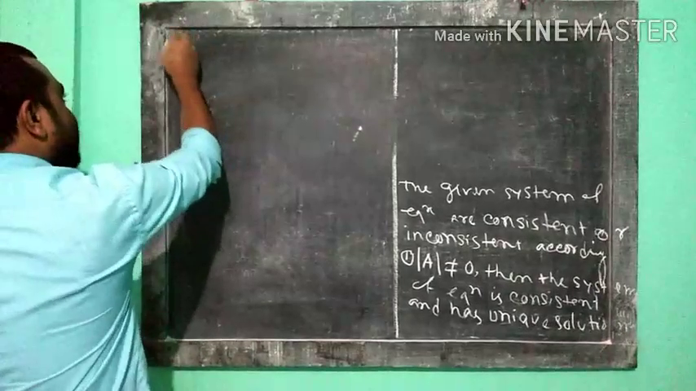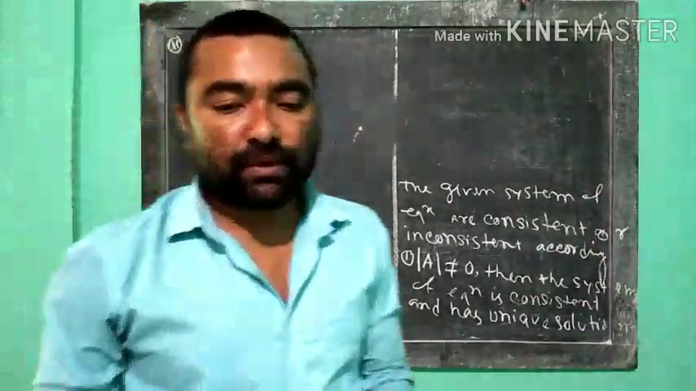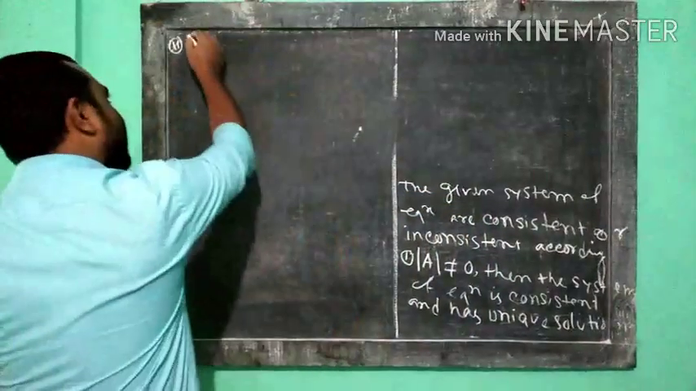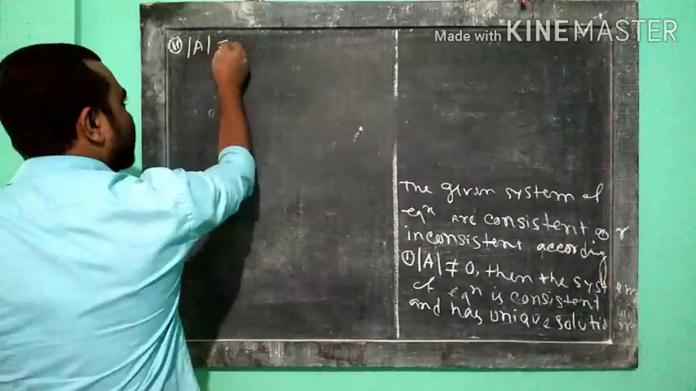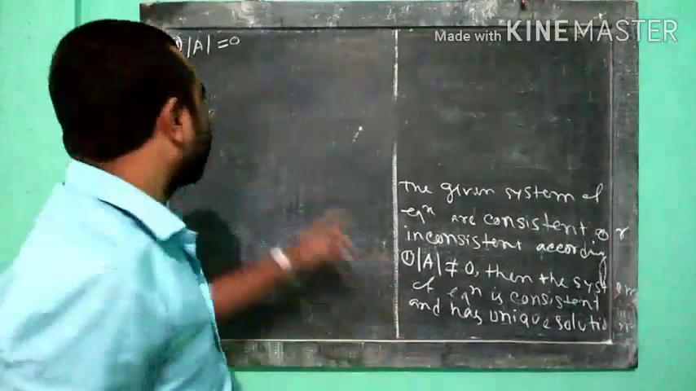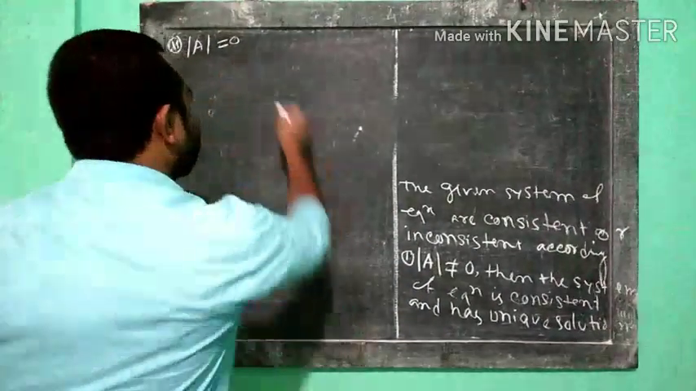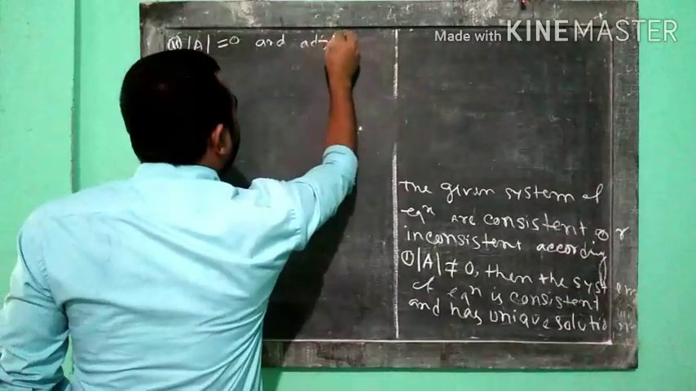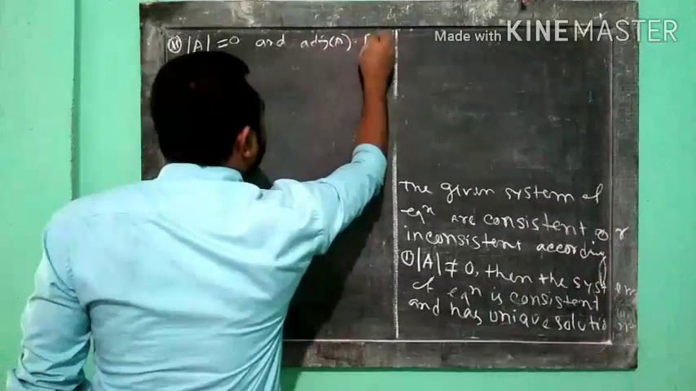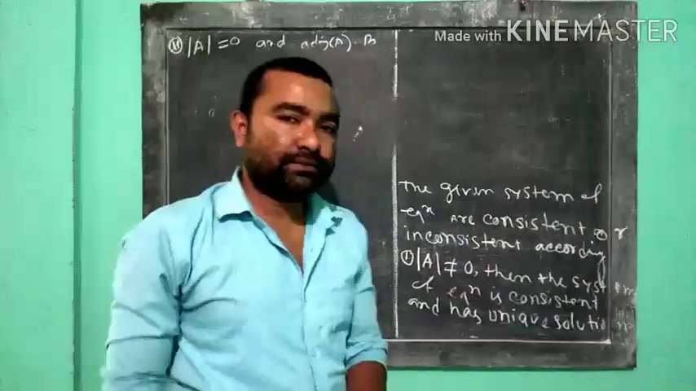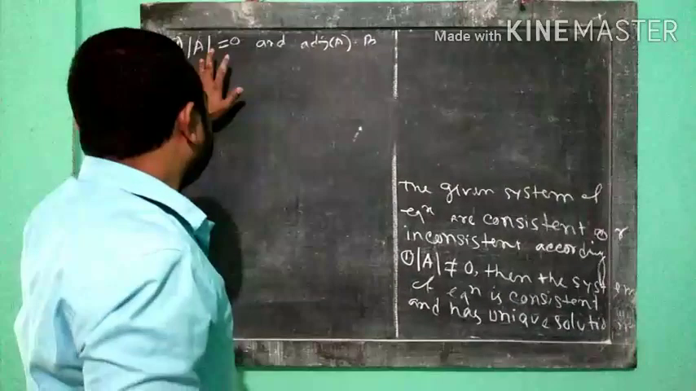And condition number 2, what is condition number 2? Condition number 2 is determinant of A equal to 0. If determinant of A equal to 0, then it is singular. Okay, if determinant of A equal to 0 and adjoint of A into b. How to find adjoint of A, we know it.